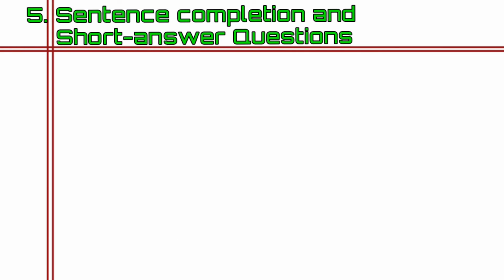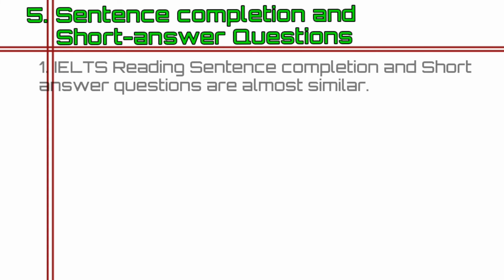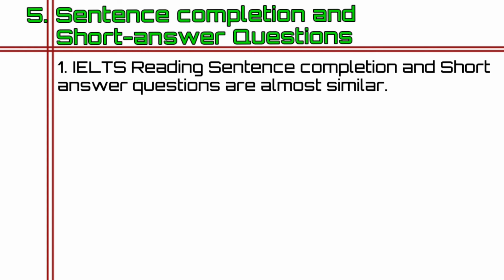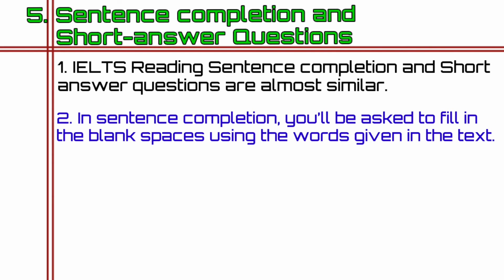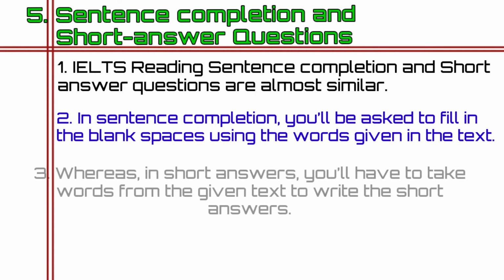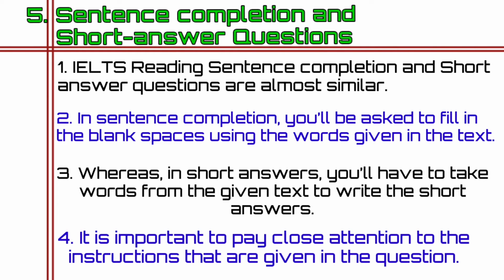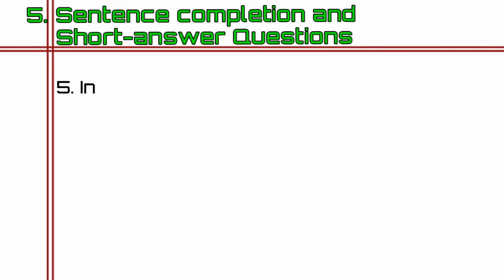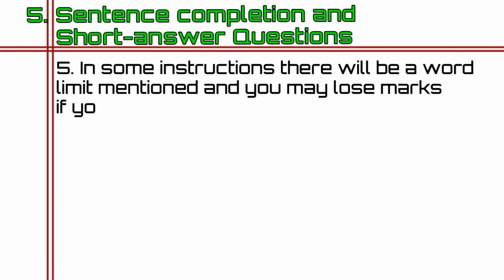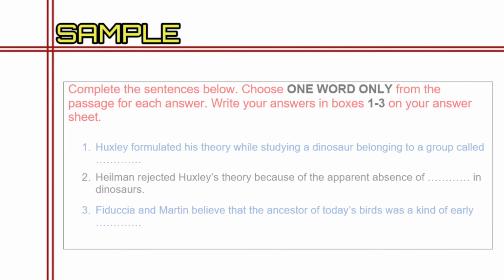Number 5. Sentence completion and short answer questions. IELTS reading sentence completion and short answer questions are almost similar. In sentence completion, you'll be asked to fill in the blank spaces using the words given in the text. Whereas, in short answers, you'll have to take words from the given text to write the short answers. It is important to pay close attention to the instructions that are given in the question, because in some instructions there will be a word limit mentioned and you may lose marks if you don't follow it. Here is a sample short answer question.